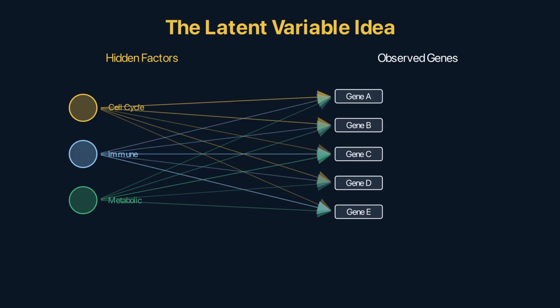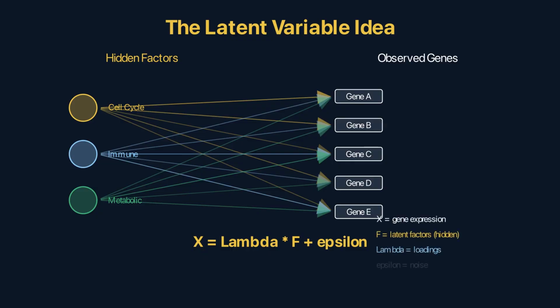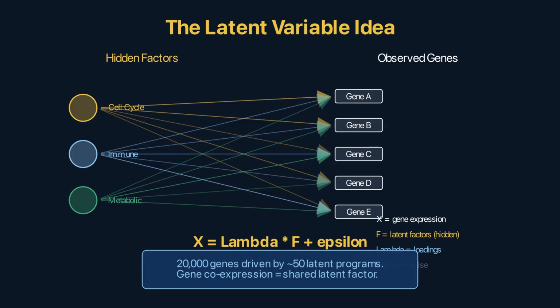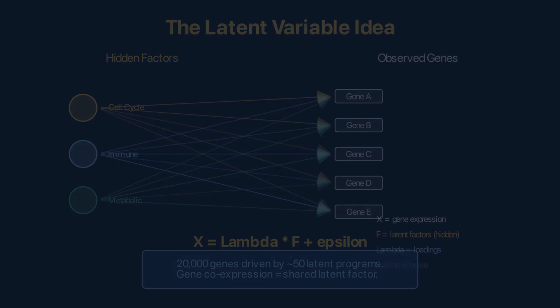The model: X equals lambda times F plus noise. X is the gene expression matrix. F is the matrix of latent factors, the hidden musicians. Lambda is the loadings matrix, how much each gene responds to each factor. Genes in the same pathway load on the same factor because they respond to the same biological signal.